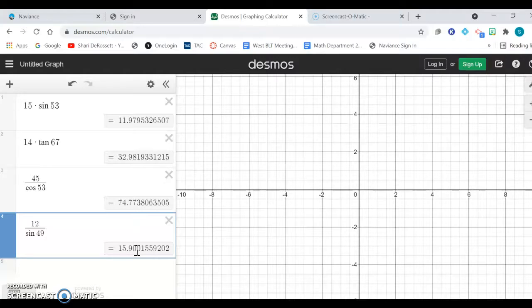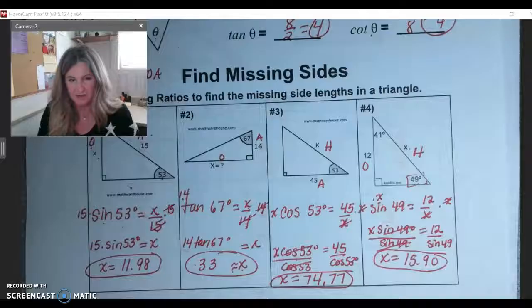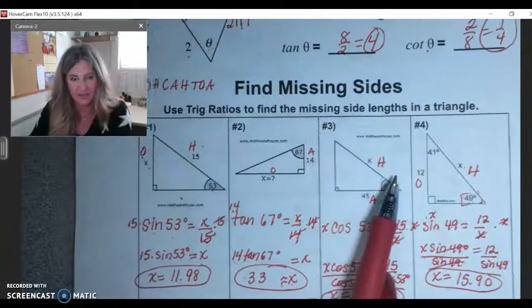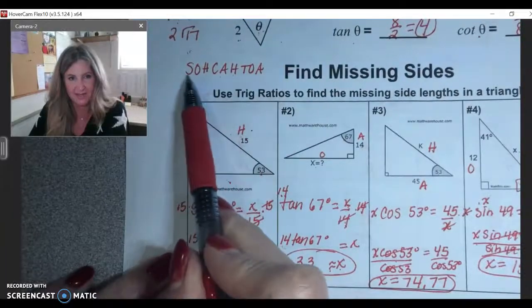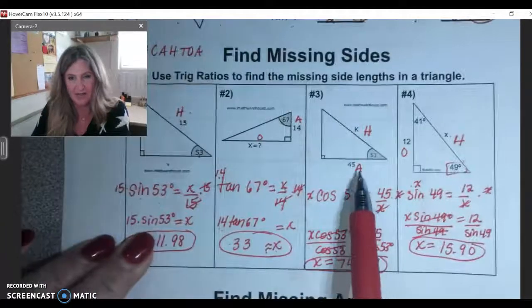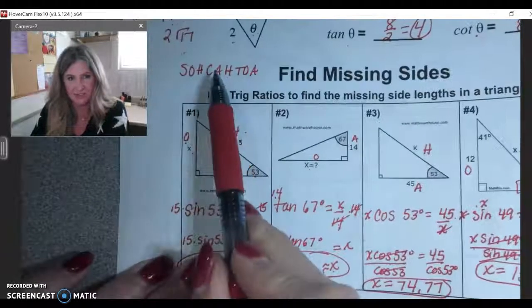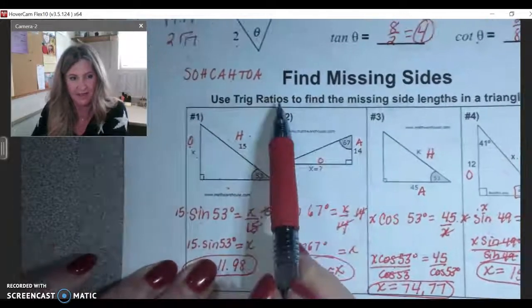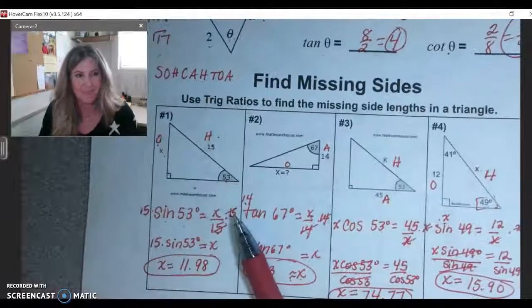Okay? So just make sure that whichever sides you're given, that you mark them. So like here, I marked my sides, O and H. So if I'm using O and H, I had to use sine. Here I had A and H that I was using. A and H means cosine. Here I had O and A. O and A meant tangent. All right.